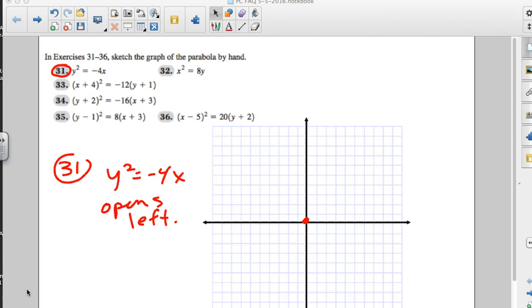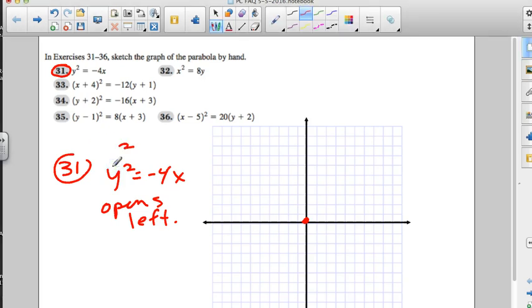So the next thing we would want to do is figure out where the focus is. Since when y squared equals 4px, the 4p has to equal negative 4, that will mean that p is negative 1. Now, p again is the directed distance. So the directed distance here brings us to a focus right here at negative 1.